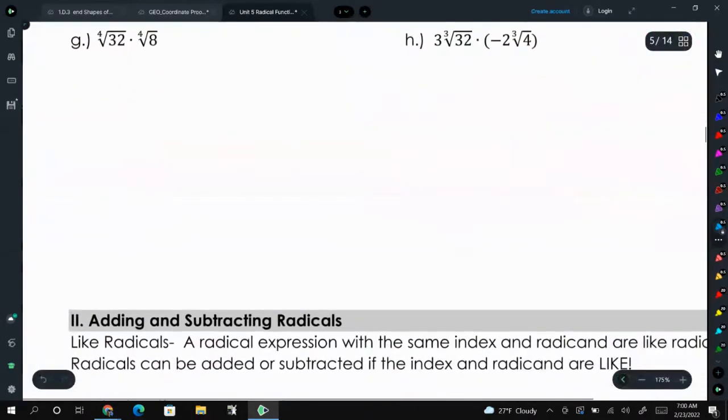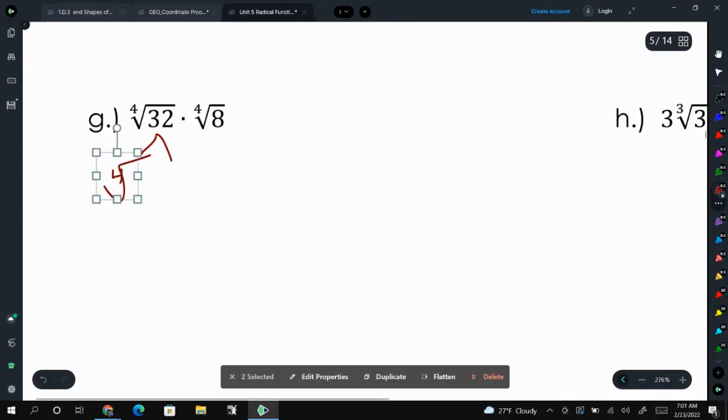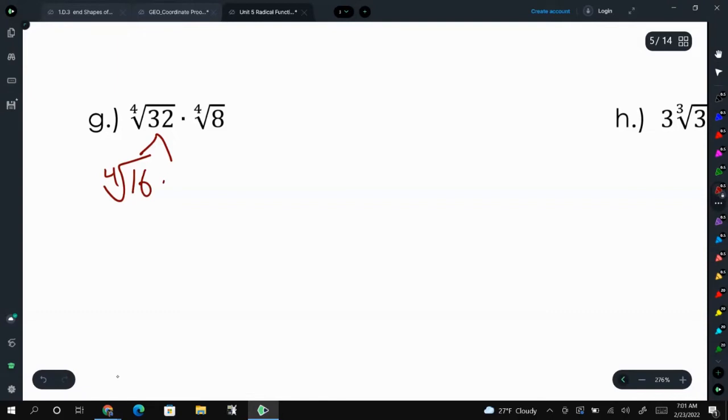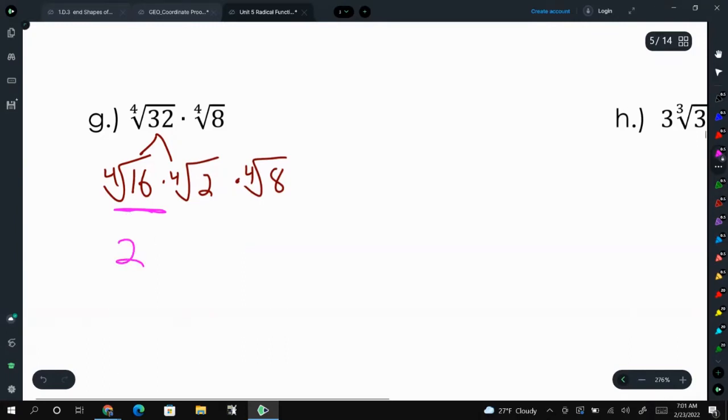So now let's look at the next page here. We got 2 more. The fourth root. So the fourth root of 32, we can break this up into the fourth root of 16 times the fourth root of 2 times the fourth root of 8. Well, the fourth root of 16 is 2. And we can multiply those because they're both the same root. They're both fourth roots. So that becomes a fourth root of 8 times 2 is 16.